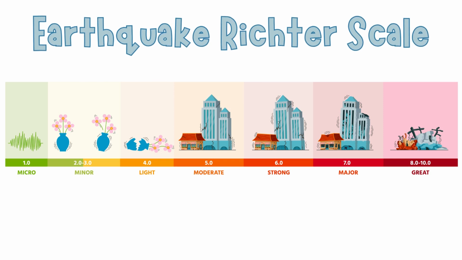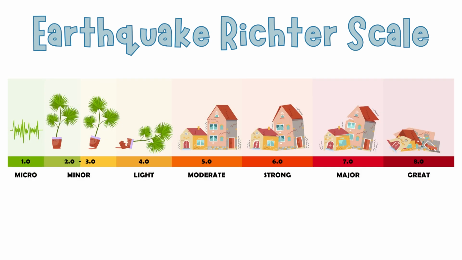The magnitude of an earthquake is a measure of the amount of energy released by an earthquake. The magnitude scale used by scientists is called the Richter scale. The magnitude can be classified as minor, moderate, strong, major, or great.